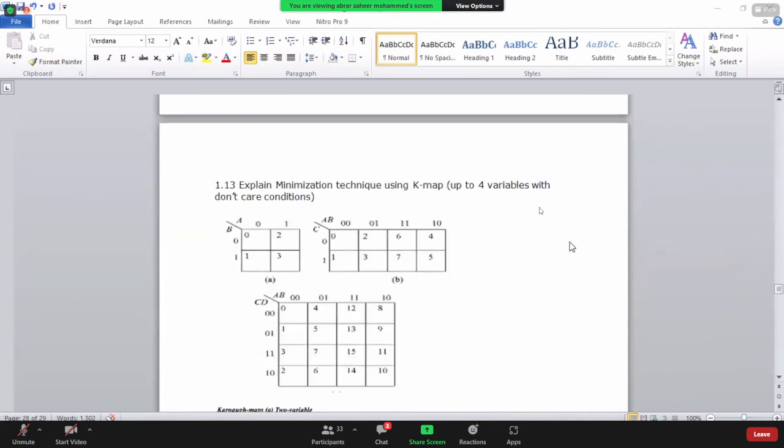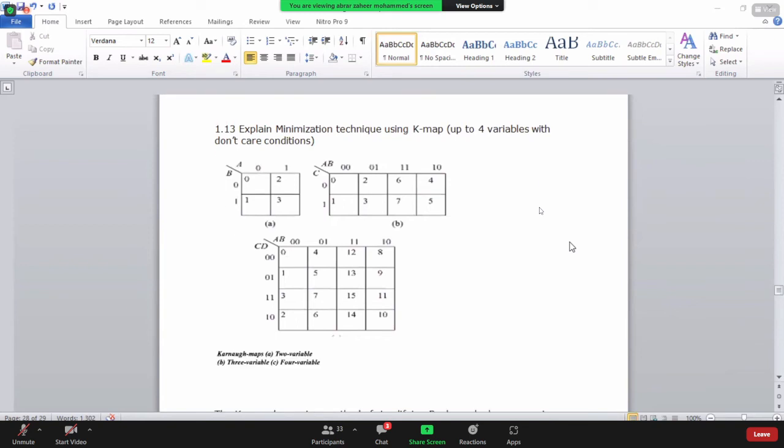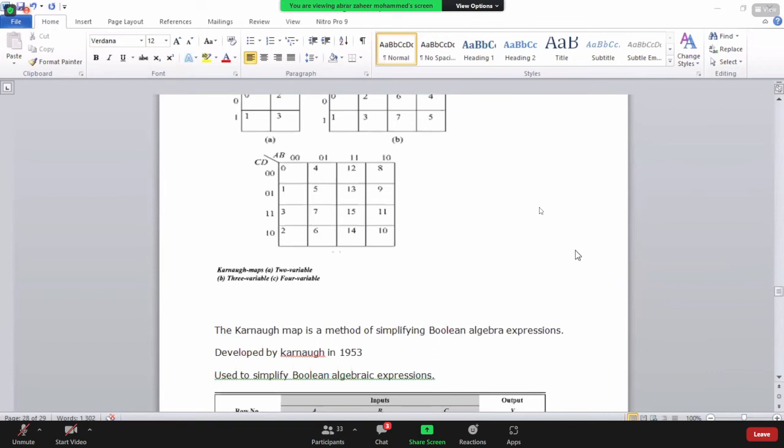Next we'll see what the K-map is, and how to minimize using K-map up to 4 variables with don't care condition. What is the K-map? It is a method used for simplifying Boolean algebra, used to simplify Boolean algebraic expressions. It was developed by Karnaugh in 1953.